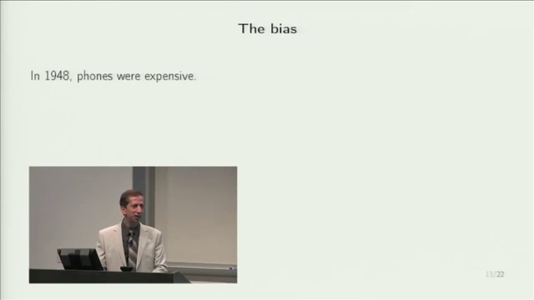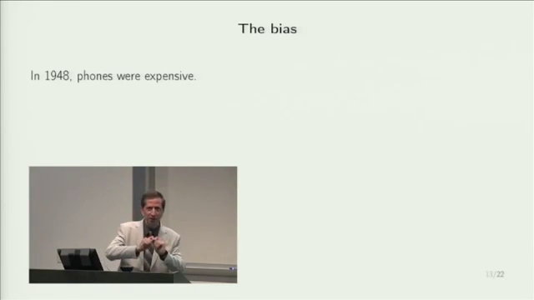In 1948, phones were expensive. That means that households that had phones used to be richer. And richer people at that point favored Dewey more than the general population did. So there was a sampling bias. The population they were asking actually favored Dewey. The sample was very reflective of the general population, of that mini general population. The problem is that that general population is not the overall general population.